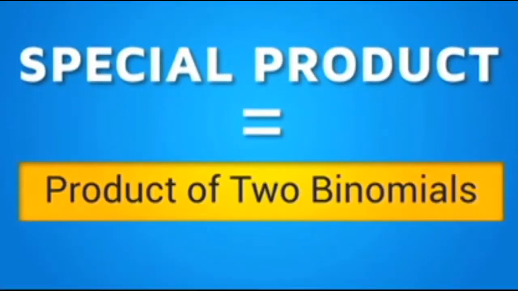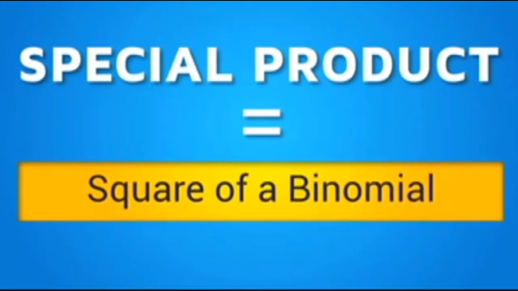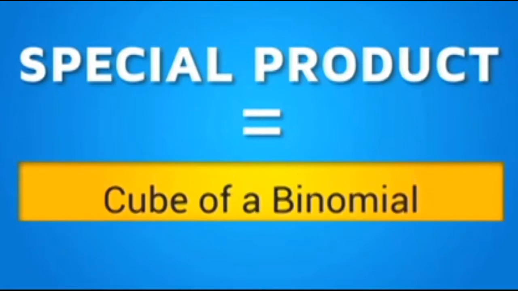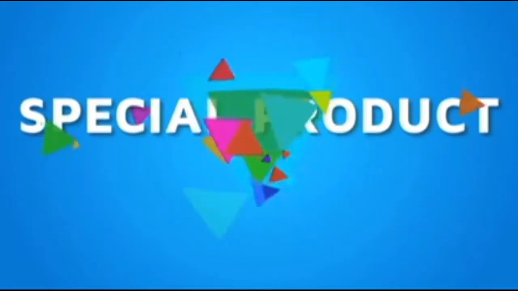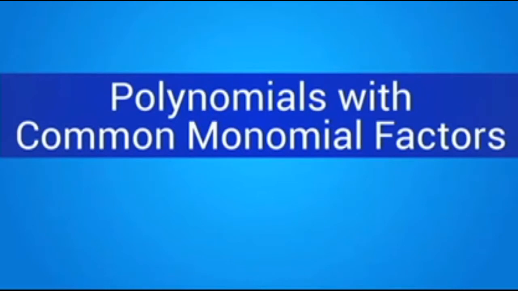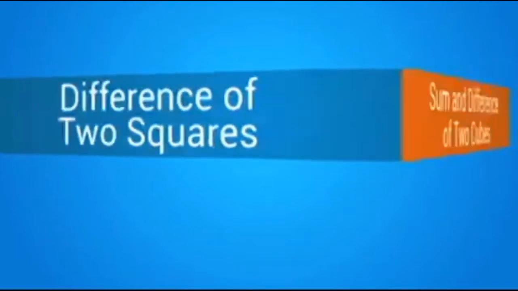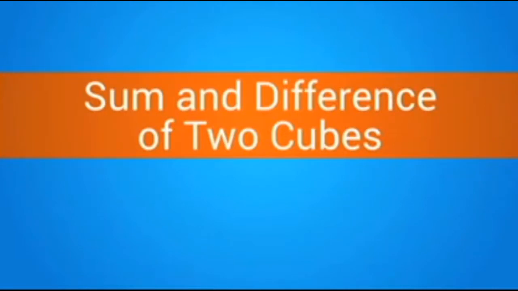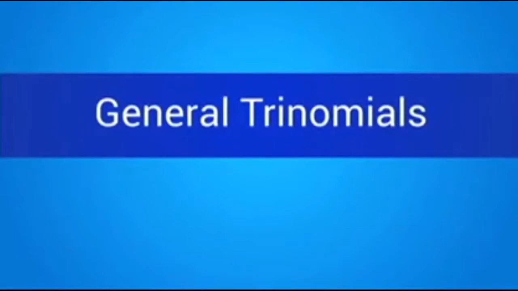Some of these types are the product of two binomials, the product of the sum and difference of two terms, square of a binomial, cube of a binomial, and the product of a special case of multiplying a binomial and a trinomial. Special products can also be factored back to the polynomials with common monomial factors, difference of two squares, sum and difference of two cubes, perfect square trinomial, and general trinomial.